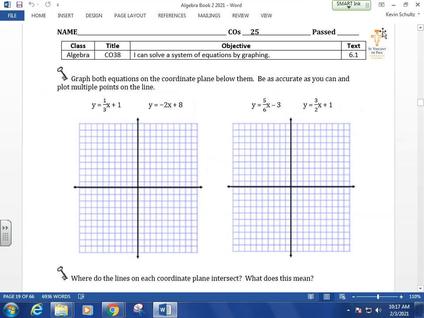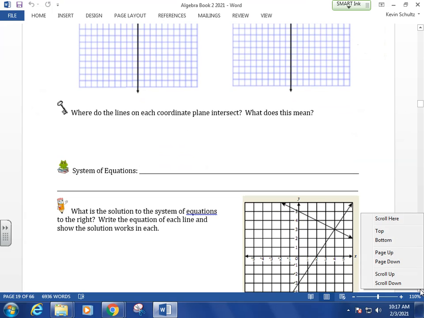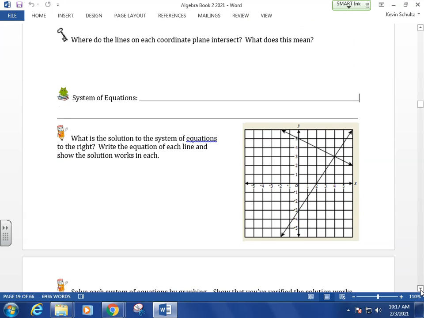Let's go down a little bit here. It's 10:17. Where do the lines on each coordinate plane intersect? What does that mean? Where the lines intersect, we have those marked up there. And what does it mean? Okay. What it means is this is the one solution to both equations. Okay, the one solution to both equations. Each equation individually has an infinite number of solutions because it's a line that can be graphed and lines go on forever. But we're looking for the one solution that is a solution to both.